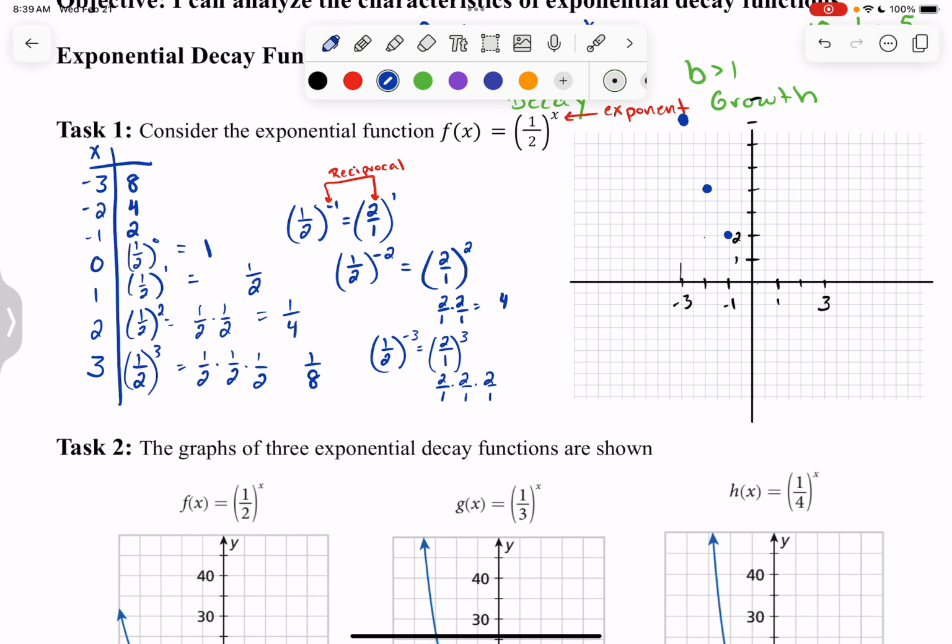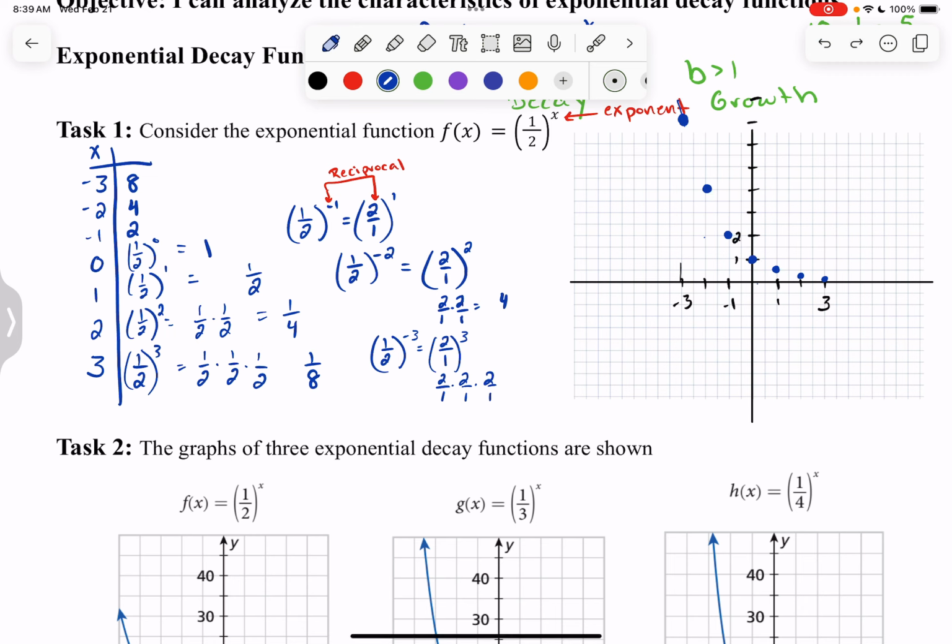When I put in a 0, I get 1. I get 1 right here. When I put in a 1, I get 1/2, which would be here. When I put in a 2, I get a 4th, which would be here. And when I put in a 3, I get 1/8, which will be here. So this function is going to look like this guy, kind of.